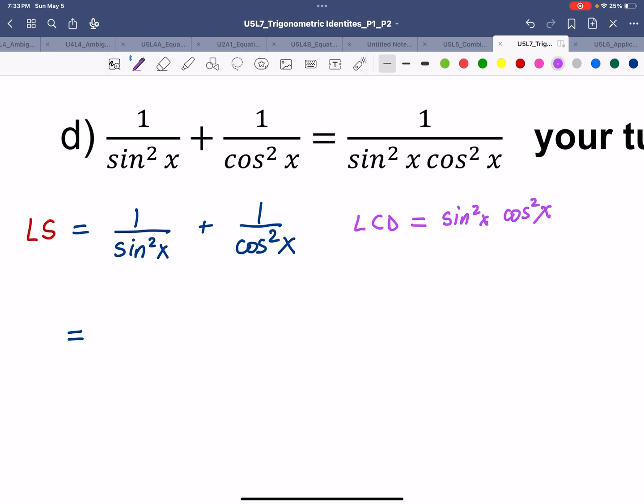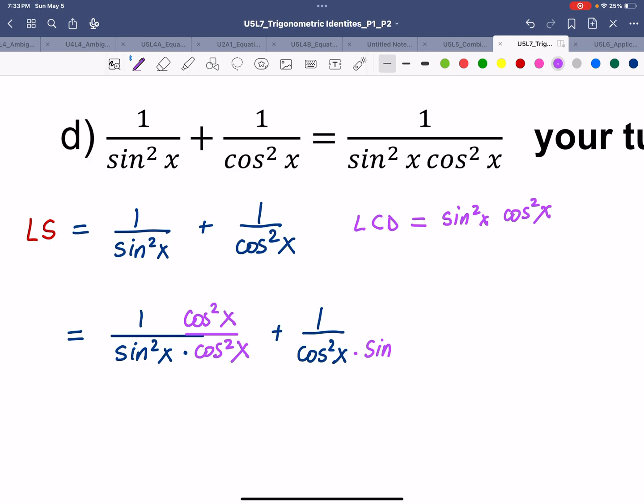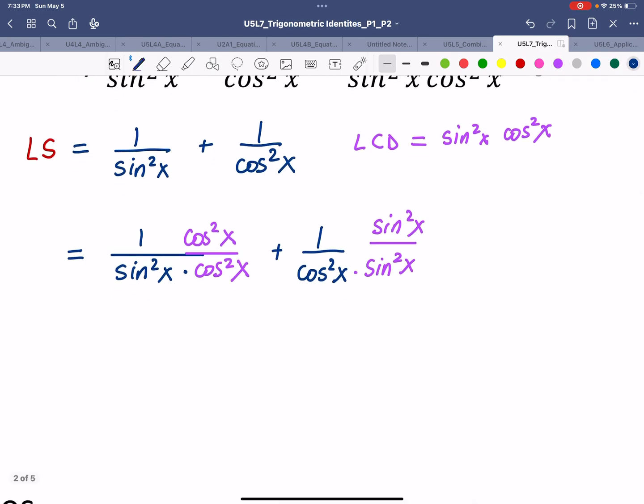Sine squared times cos squared, which means that, again, we're going to have to write 1 over sine squared, so the denominator of sine squared, as sine squared times cosine squared. So we'll multiply this by cos squared, and we won't forget to multiply the numerator by cosine squared as well, because we need to maintain the identity. Now, we have to work with the other term, 1 over cosine squared x, and this denominator needs a sine squared. So you multiply by sine squared over sine squared. And let's see what we have cooked here.